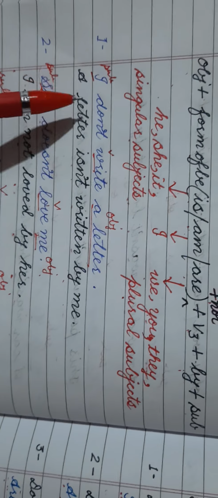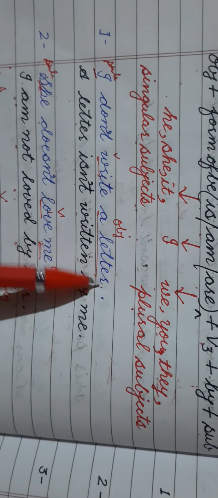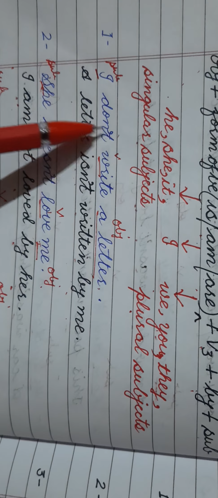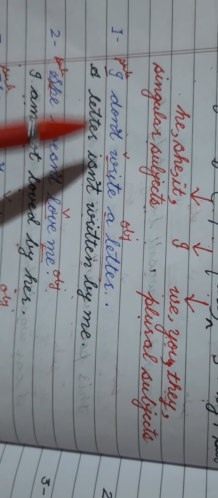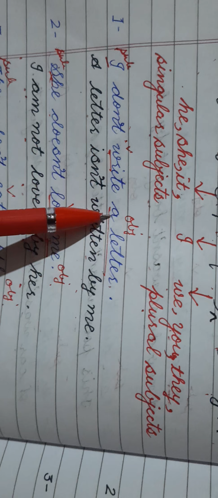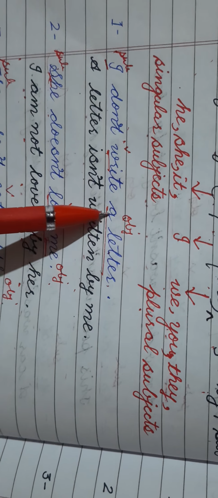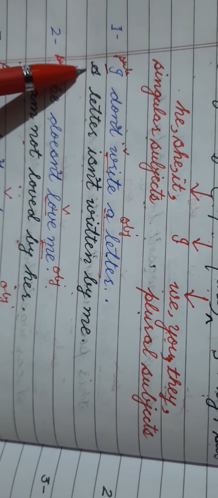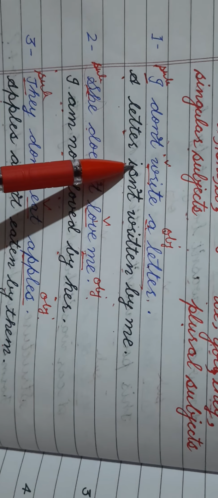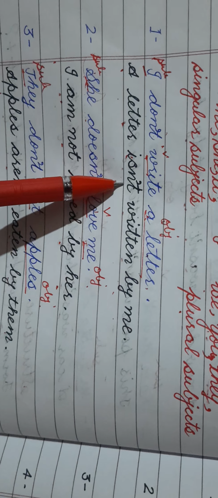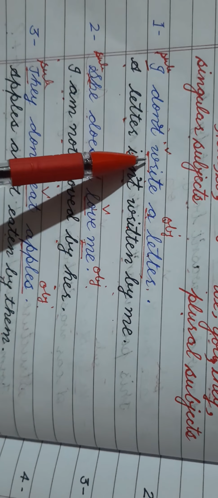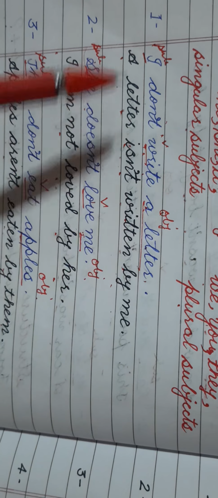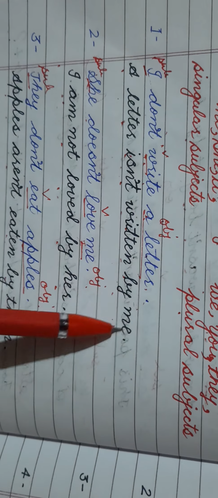Look at the first one. I don't write a letter. Don't is there. It means that it is a negative sentence. I is the subject, write is the verb and a letter is the object. So first we have to write down the object, that is a letter, then the form of be is, then not, then the third form of the verb, written is the third form of write, then by and I will become me here.